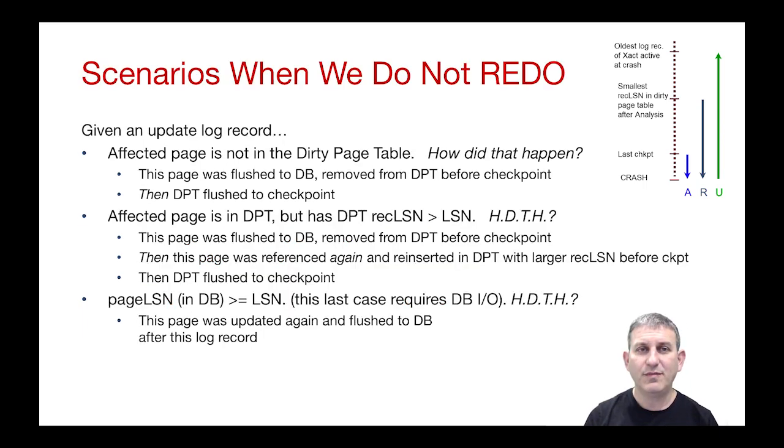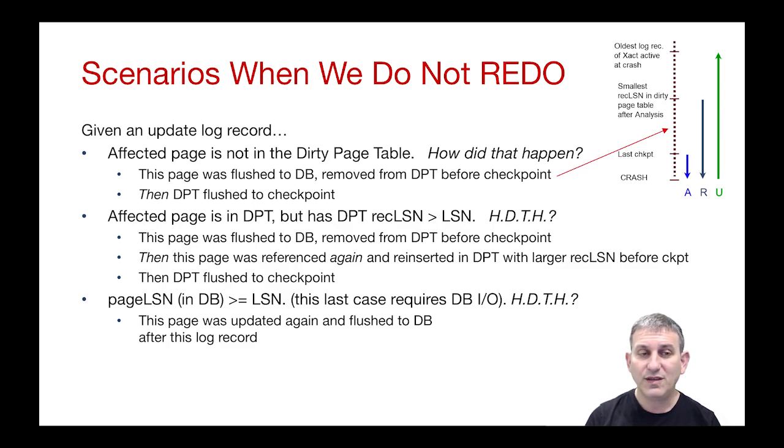We talked on the previous slide about three scenarios when we do not redo. Let's go through how each of these could have happened. Remember, we're going forward from the smallest recLSN, record by record, looking at each record. Given one of those update log records, if the affected page is not in the dirty page table, then we don't redo. How could that have happened? Well, this page was flushed to the database and removed from the dirty page table before the checkpoint. Then the dirty page table was flushed to the checkpoint, and therefore this page isn't in the dirty page table. It's been flushed to the database, and we don't need to redo it.